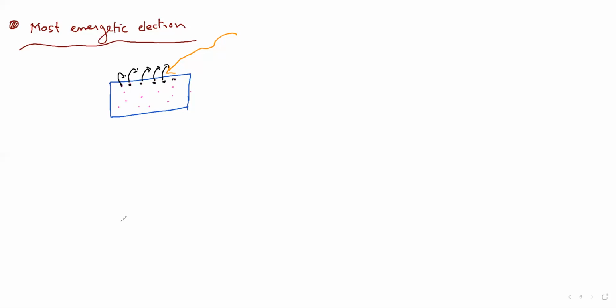Any doubt? This electron is also known as, if the energy source is a light source, a photon source, then this most energetic electron is termed a photoelectron. Okay, so just write it down.